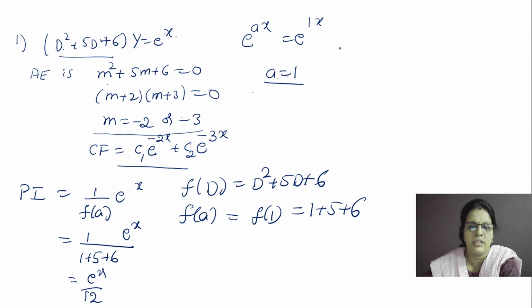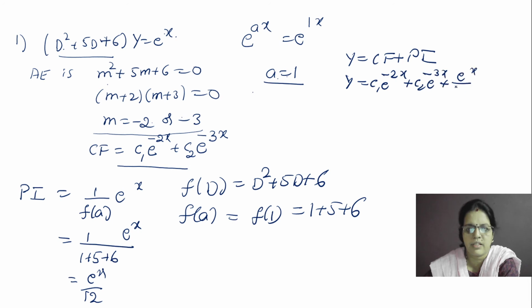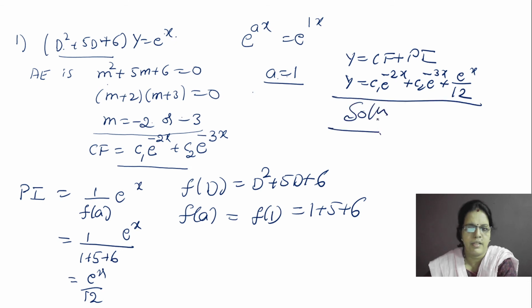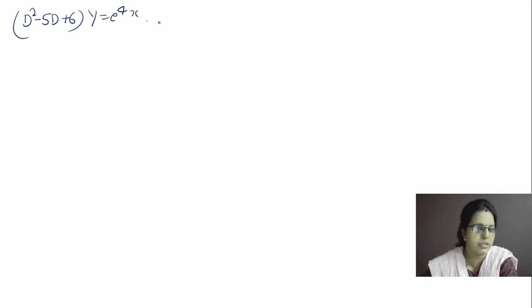Therefore, the solution is given by y equal to complementary function plus particular integral. So y is c1 e power minus 2x plus c2 e power minus 3x plus e power x divided by 12. So this is the solution. This is about the first problem. Now consider another problem. The second problem is similar, that is d square minus 5d plus 6 into y equal to e power 4x. So I won't repeat it.